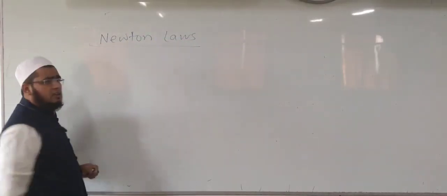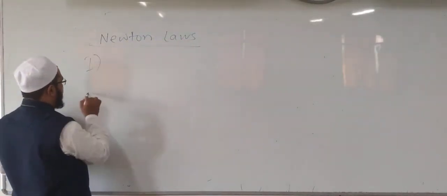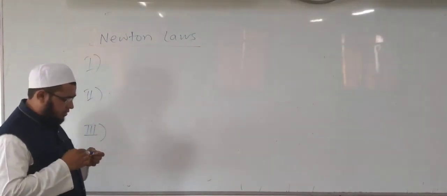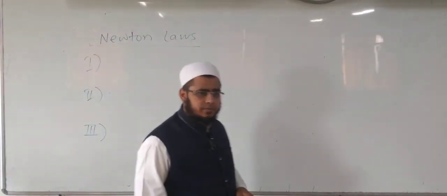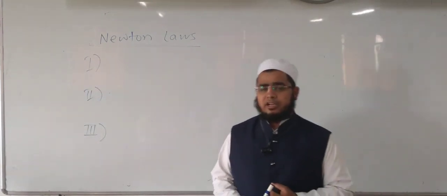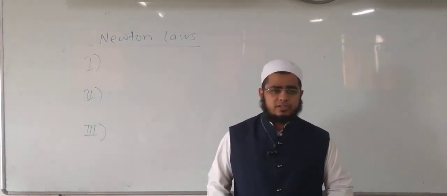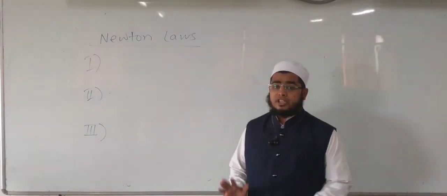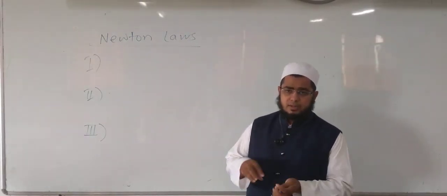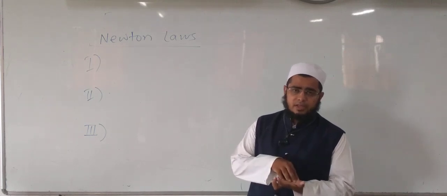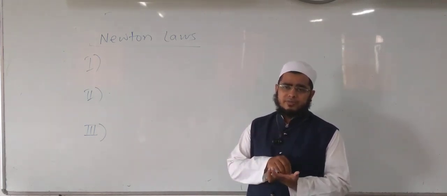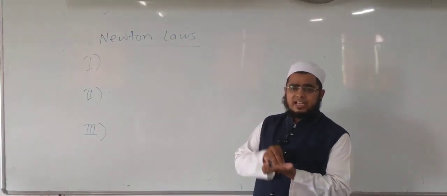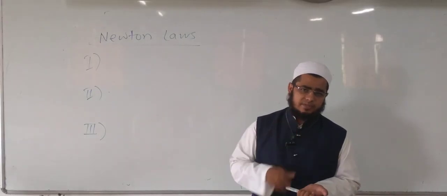We know that there are three laws: Newton's first law, Newton's second law, and Newton's third law. The definition of Newton's first law is every object continues its state of rest or uniform motion until and unless it is affected by some external force. Means the position of the object and uniform motion of the object will not change until and unless it gets disturbed by some external agency.